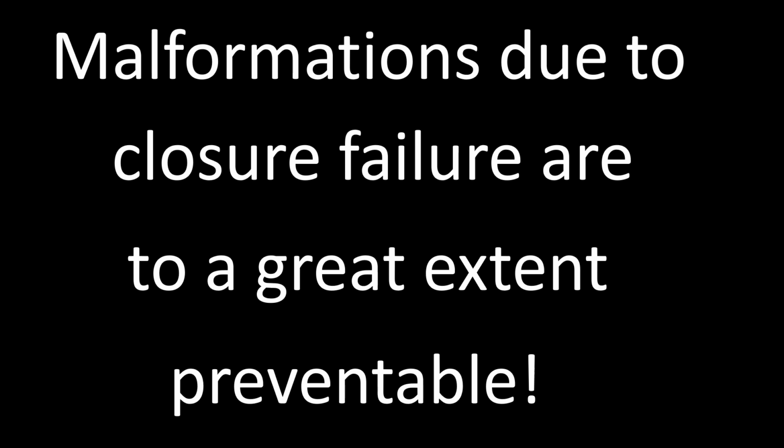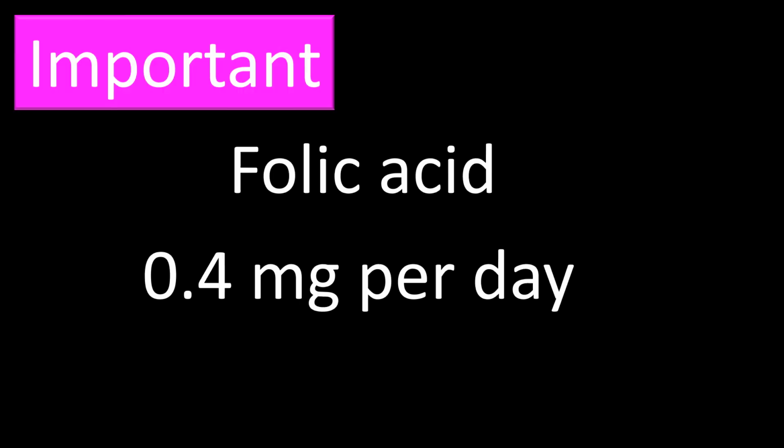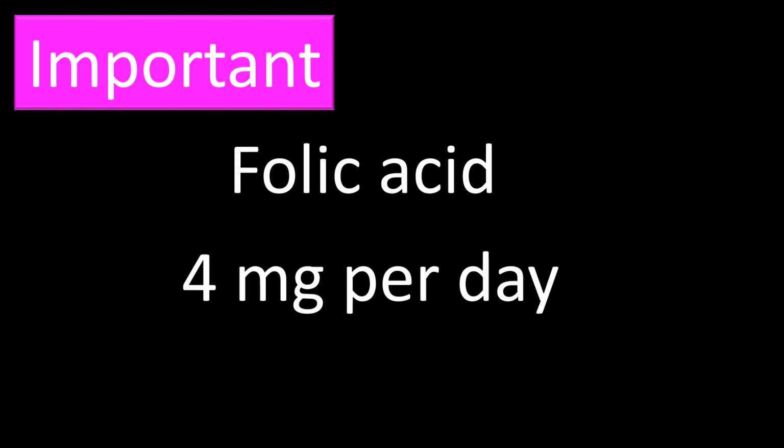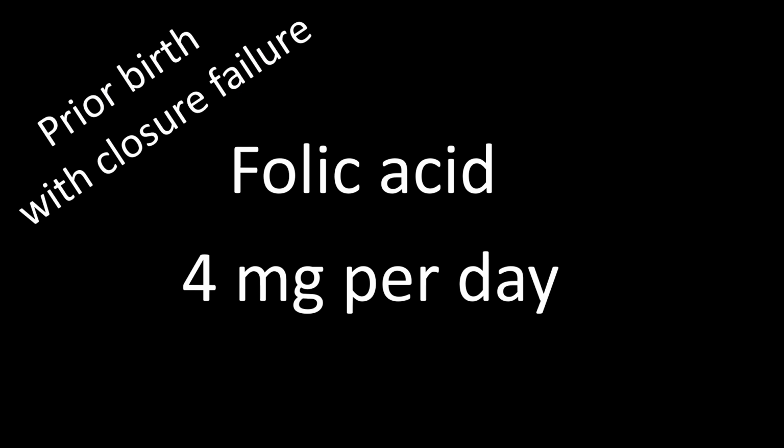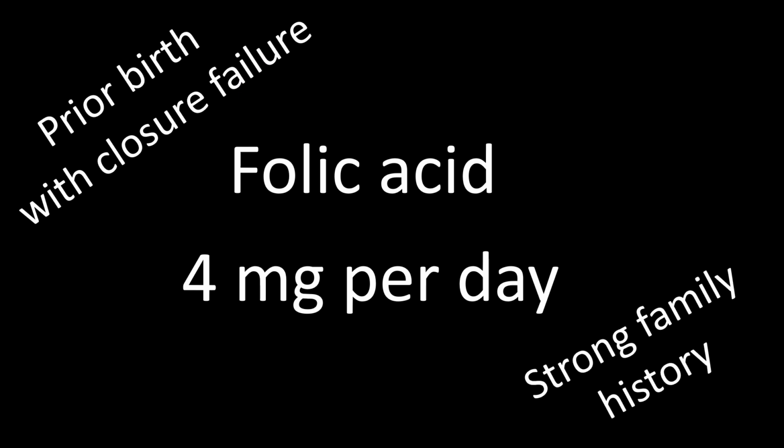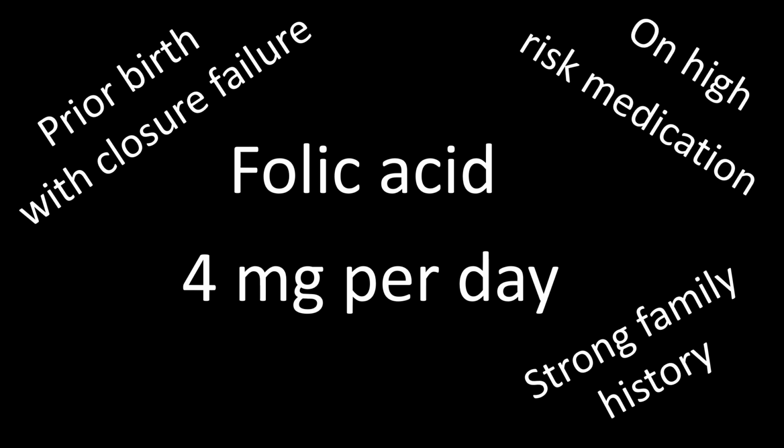Malformations due to closure failure are to a great extent preventable, since so many of them are related to insufficient folate to meet the demands of the growing embryo or fetus. So, folic acid 0.4 mg per day should be taken by all sexually active women before and during pregnancy. The dose should be increased to 4 mg per day if there is a maternal history of prior birth with closure defect, strong maternal family history of closure defect, or the mother is taking medication known to interfere with folate.